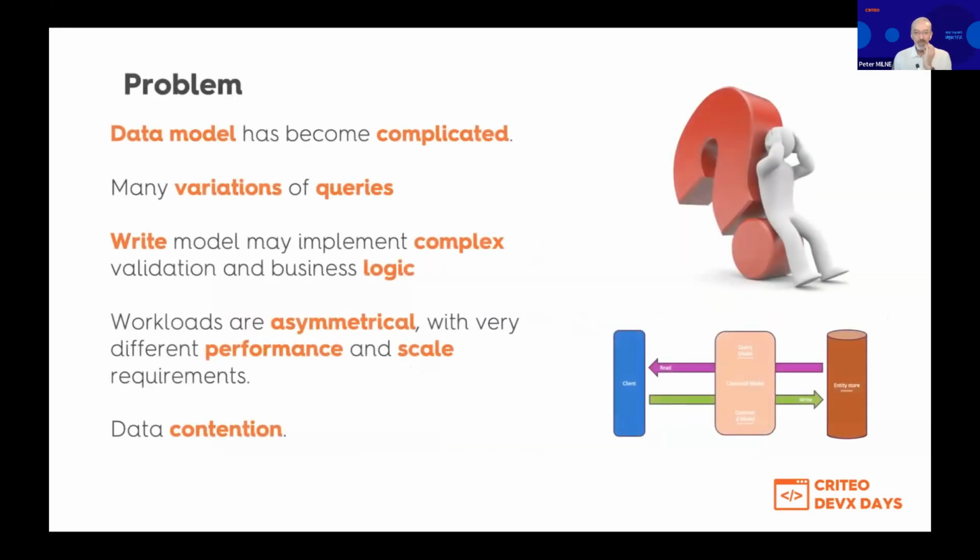So in what circumstances do you do this? The problem is when your data model has become super complicated. You've got many variations of a query, or a complex, sophisticated object graph becomes the result of your query. You've got complex business logic, like creating a campaign can take a lot of work. It's not just simply writing the data. There are some other things that go on. The workloads are asymmetric, meaning that the performance requirements of each side are different. And you have a lot of data contention.